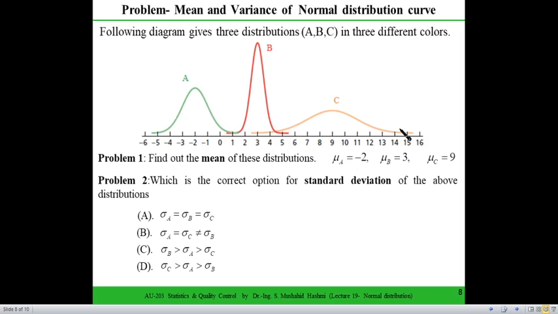So we can say that the correct option is that C has more standard deviation than the others. Obviously they are not equal, so the first option is not correct. A and C do not have the same distribution, so B is not an option. So the possible options could be C and D. A has more spread than C, so that would not be correct. So we can say that C is highest, then A, and the least is B. So D is the correct option.